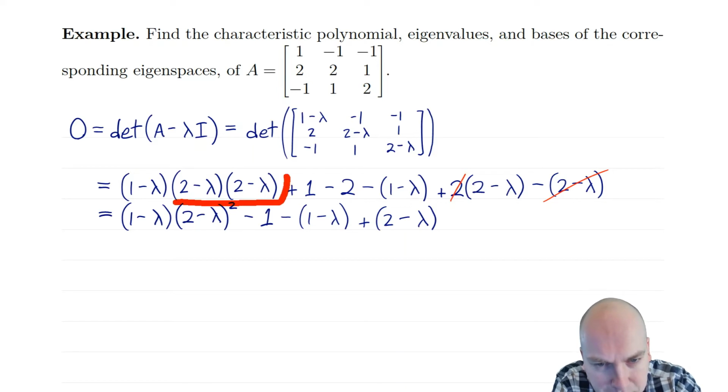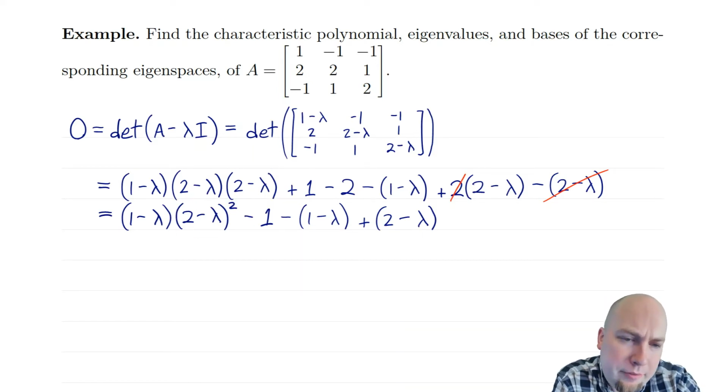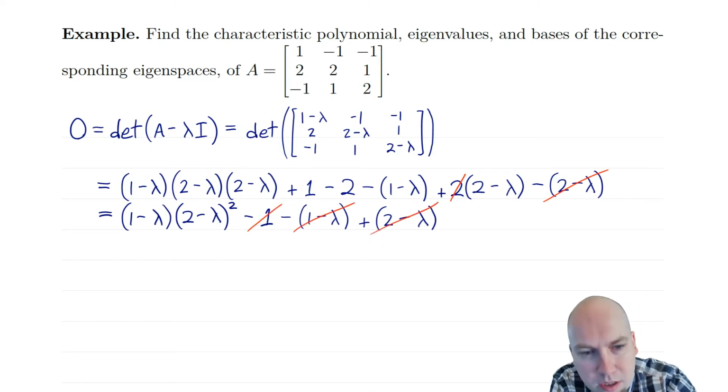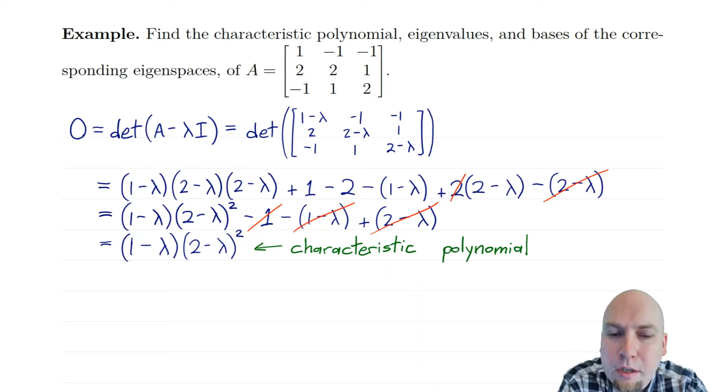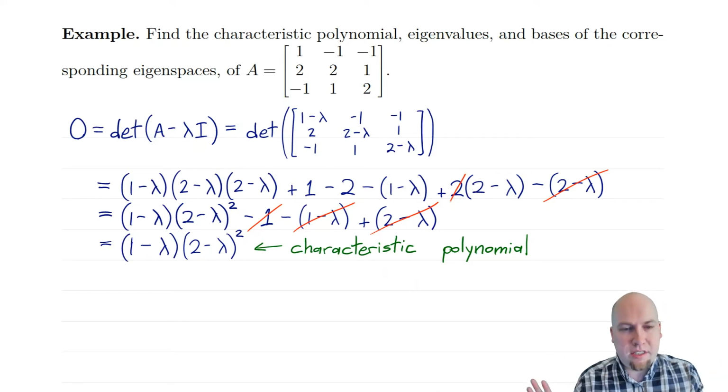Notice that I've combined these 2 terms here into a 2 minus lambda squared. Now if you look at these terms over here really carefully, you'll notice that every single one of them cancels out with each other. We've got a negative lambda, and we've got a plus negative lambda. We've got a minus 1, plus 2. Those all cancel out, and you're just left with this first term here, which is already factored. It saved us the trouble of having to factor anything just by noticing that everything over here canceled out with itself.